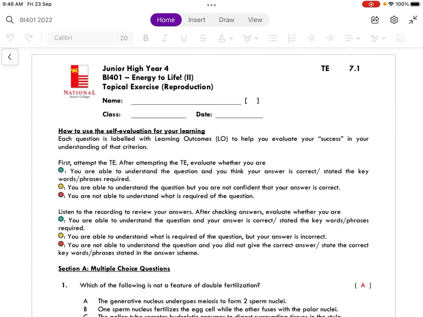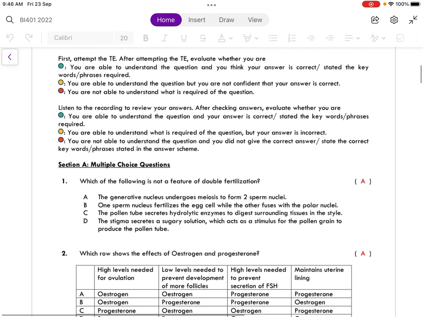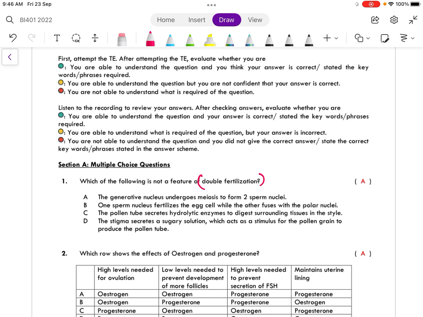Hi everyone, I'll now be going through the TE for reproduction. First question, which of the following is not a feature of double fertilization? Okay, so which area of this chapter is this question asking? Double fertilization, you're referring to plant reproduction.